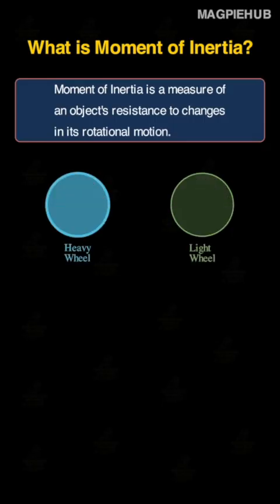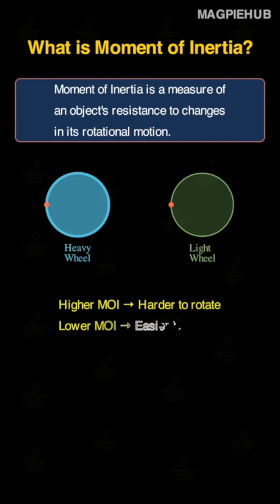Let's define it precisely. Moment of inertia is a measure of an object's resistance to changes in its rotational motion. Watch these two wheels. The heavy wheel with more mass takes longer to speed up and slow down. The light wheel responds quickly to the same torque. Higher moment of inertia means harder to rotate. Lower moment of inertia means easier to rotate.